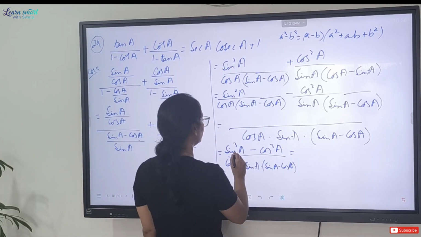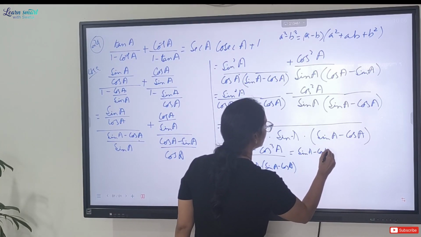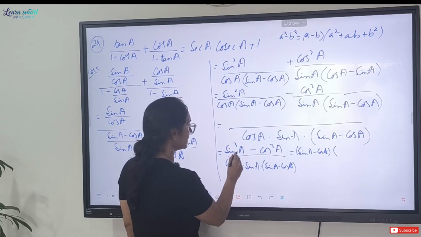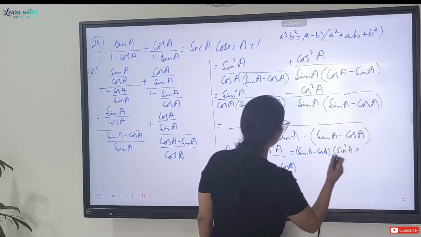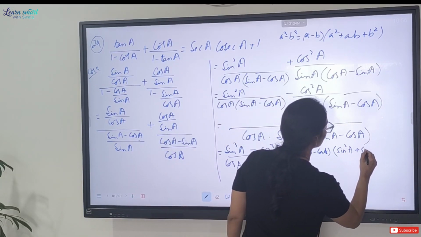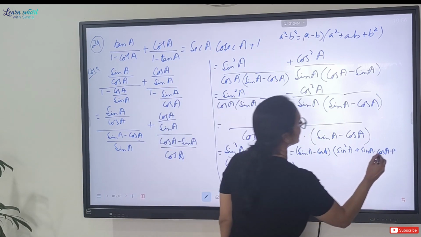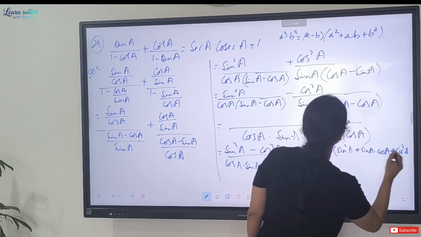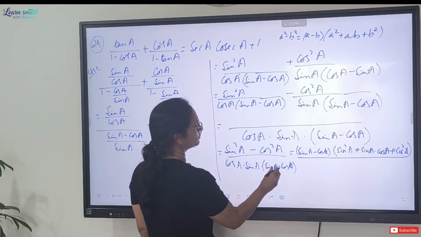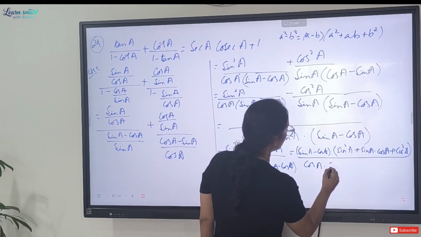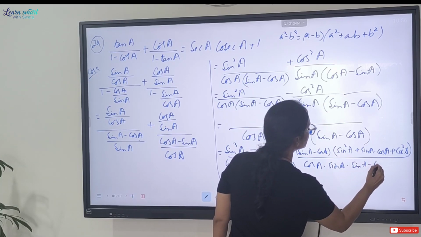So A minus B we will write, which is sin A minus cos A. Then A square, so sin square A, plus AB, AB is sin A into cos A, and plus B square, B square is cos square A. And denominator will be same, cos A into sin A into sin A minus cos A.